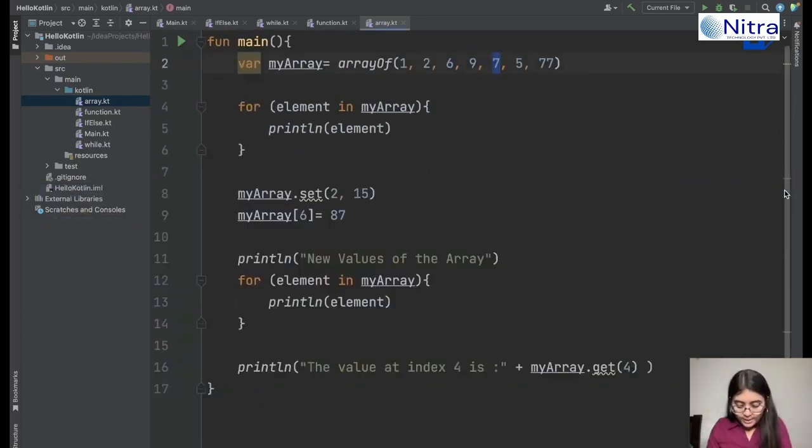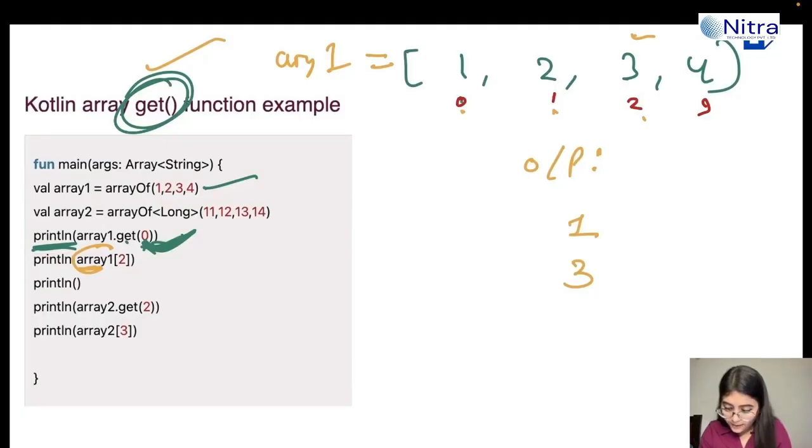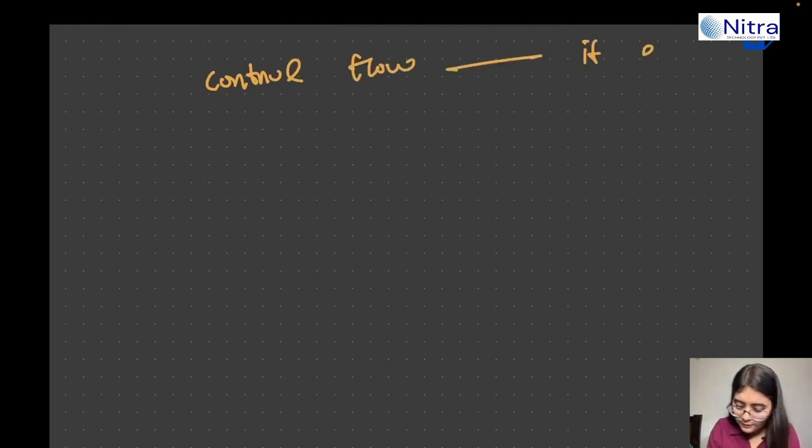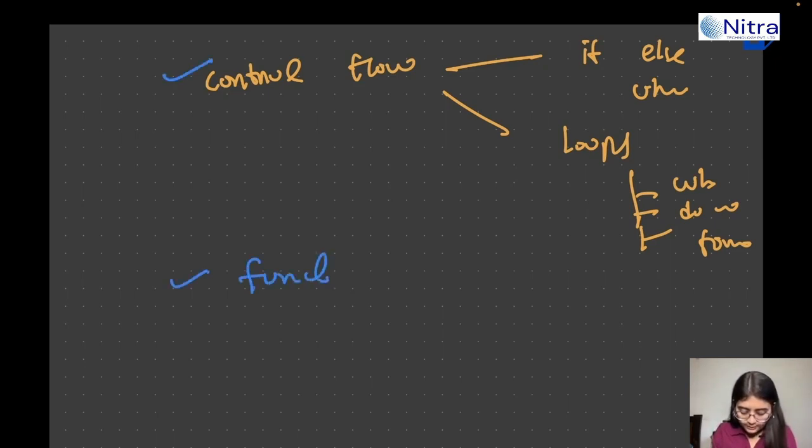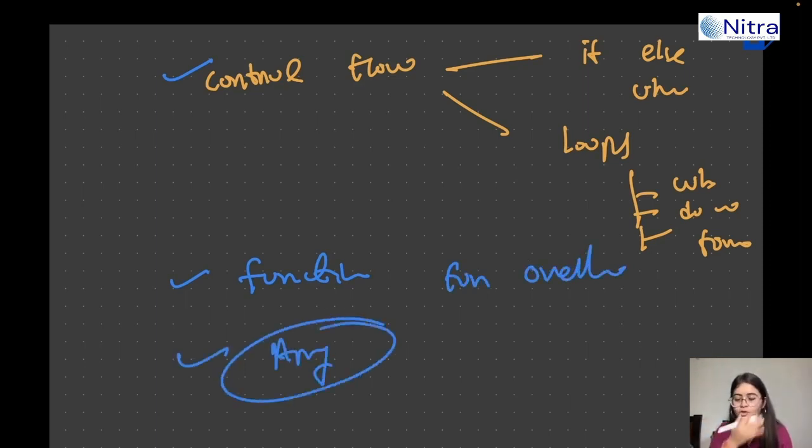Perfect. So let me do a screencast once again, and let's summarize everything that we have learned so far. We studied the control flow. For decision making, we have if else, we have when. For loops, we have three things: while loop, do while, and for loop. After control flow, we studied the concept of functions. We talked about function overloading as well, and then finally we saw how arrays are created, how we traverse over an array, how we get and set array values in Kotlin.